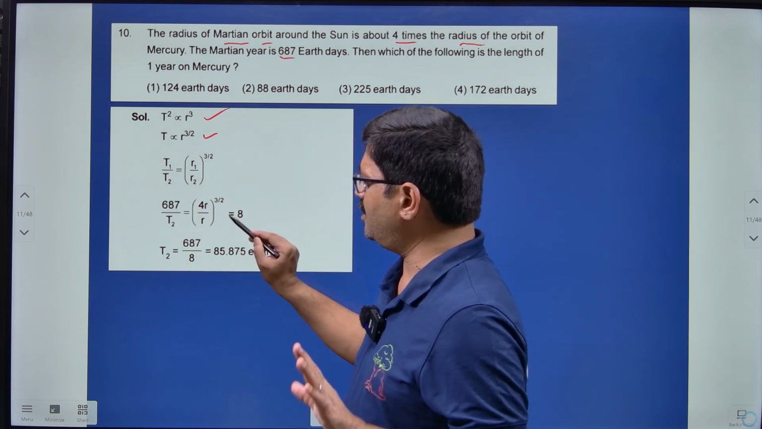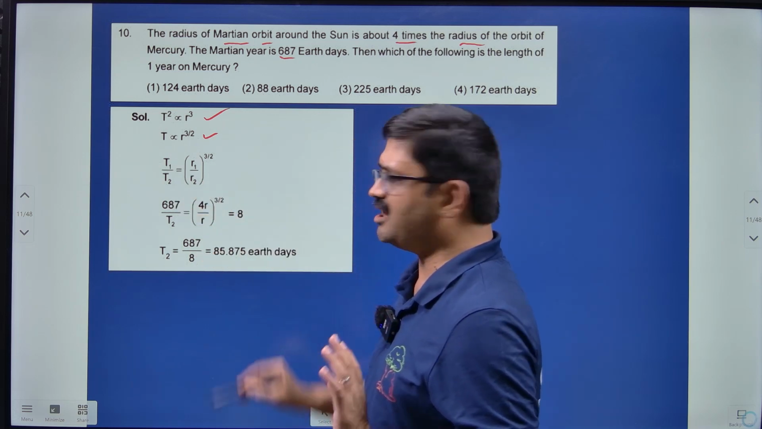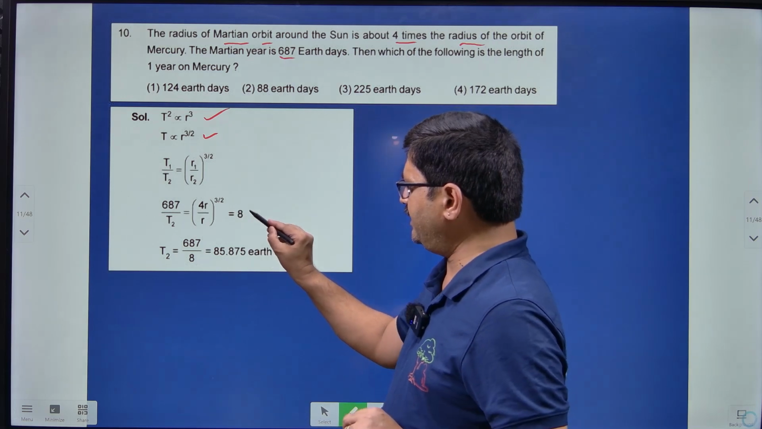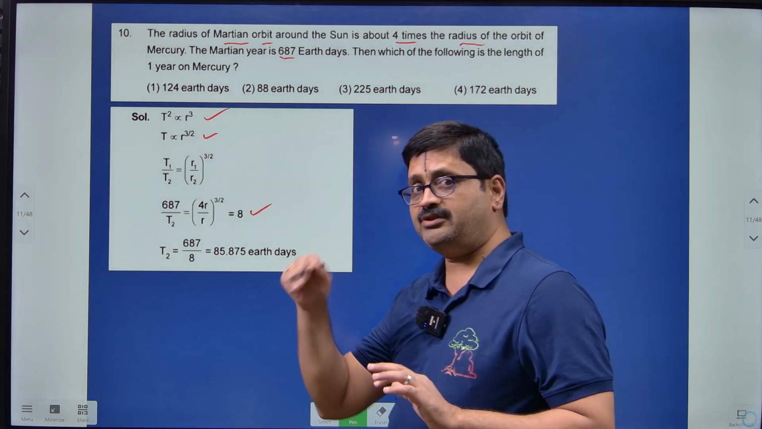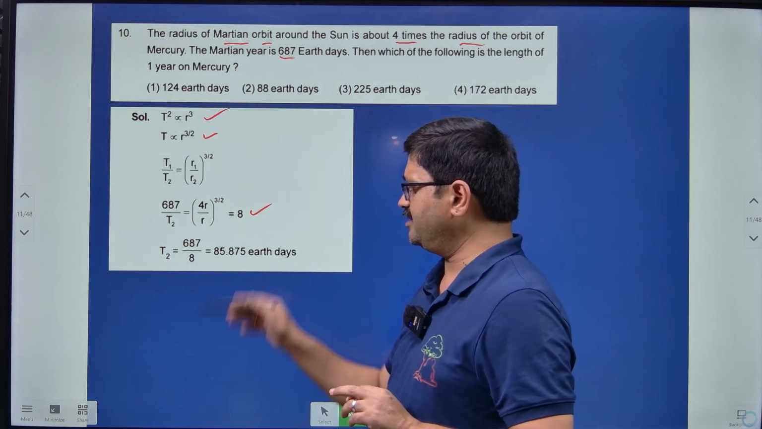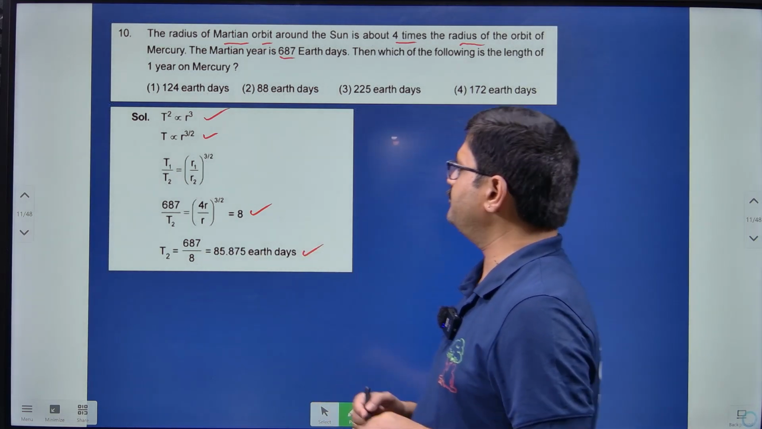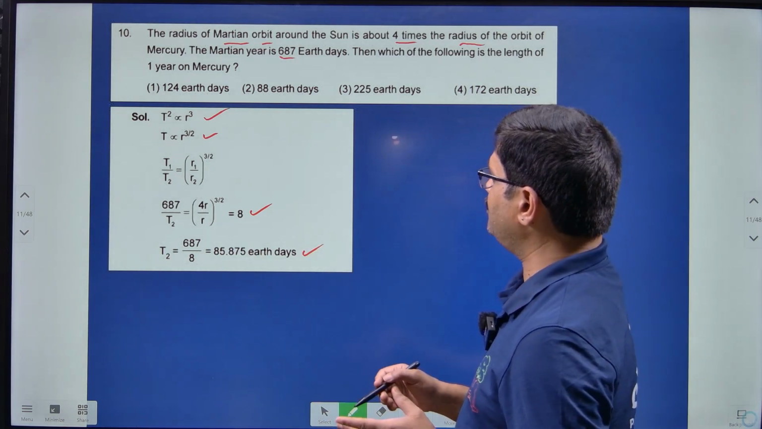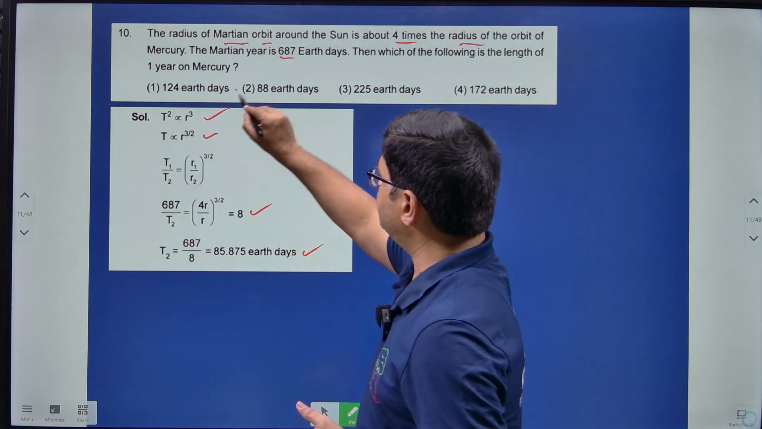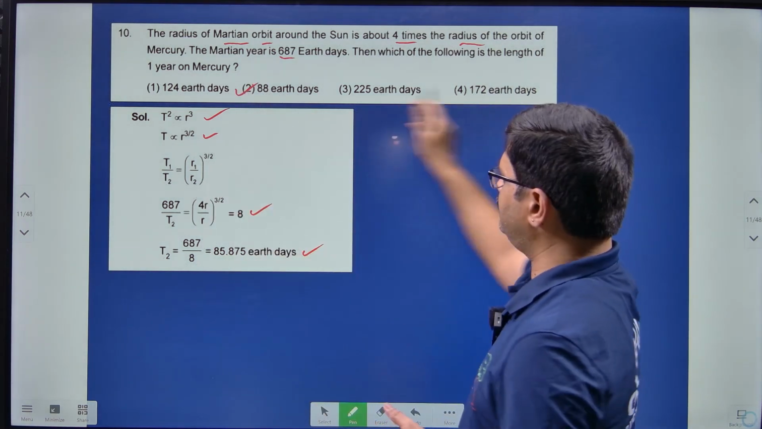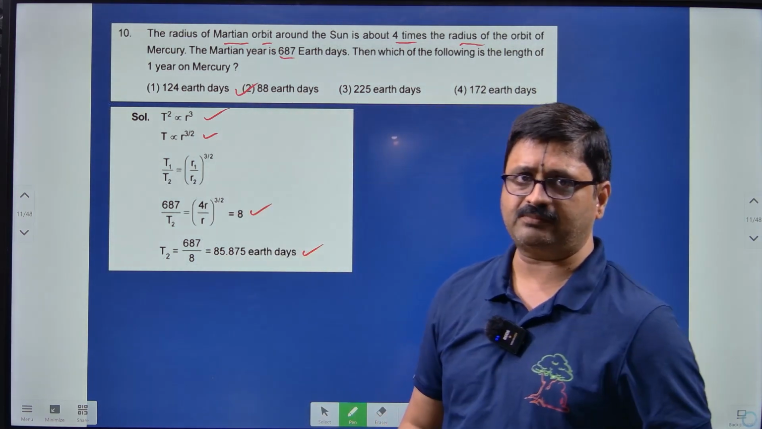T2 should be how much? So obviously 4R by R, this happens to be 8 here. 4 to the power 3 by 2 is obviously 8. So clearly we will get 85.875 days. So which is almost close to 88 Earth days. Nearby option happens to be option 2 here. Okay.